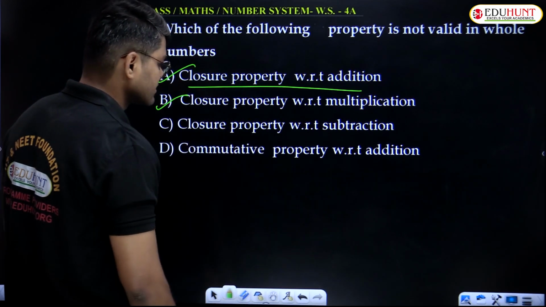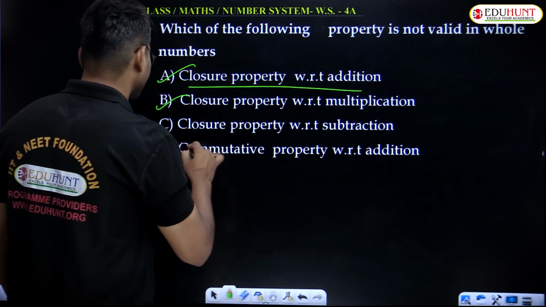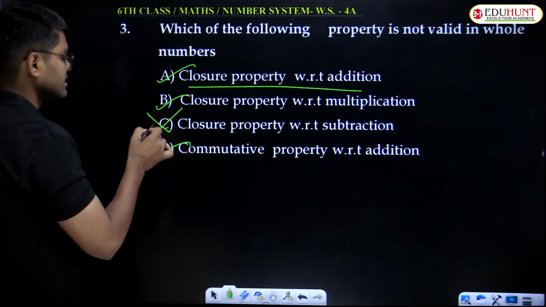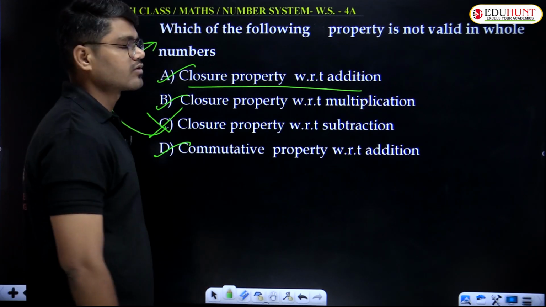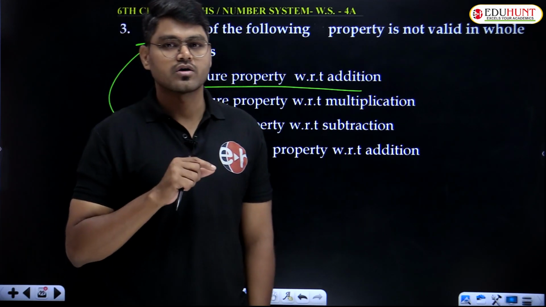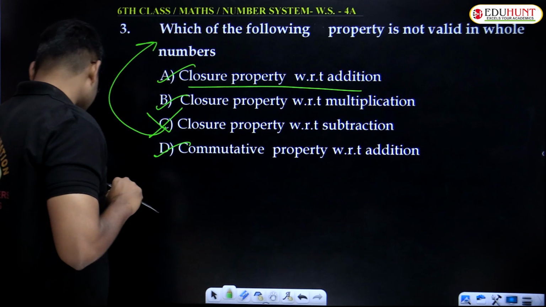Commutative property with respect to addition, it is also possible. It only does not possible. That means this is the answer for this question. Did you understand, students? We have to know each and every point of the concept. Okay, let's move on to the next one.